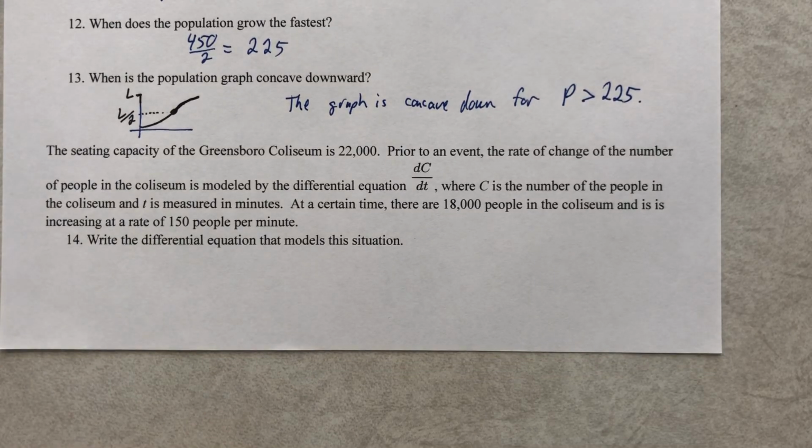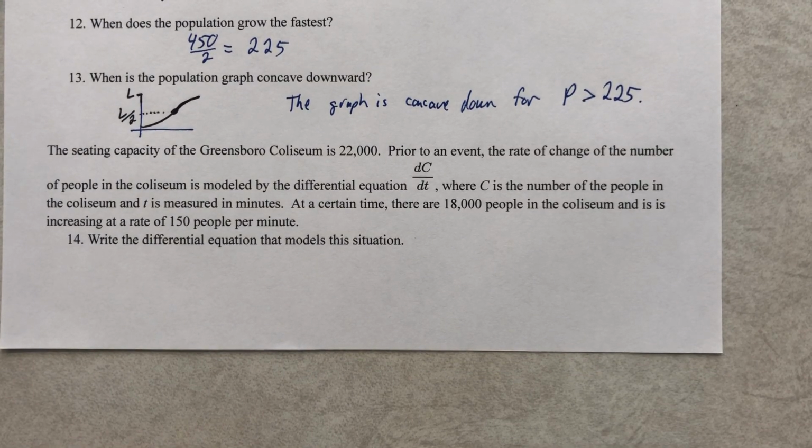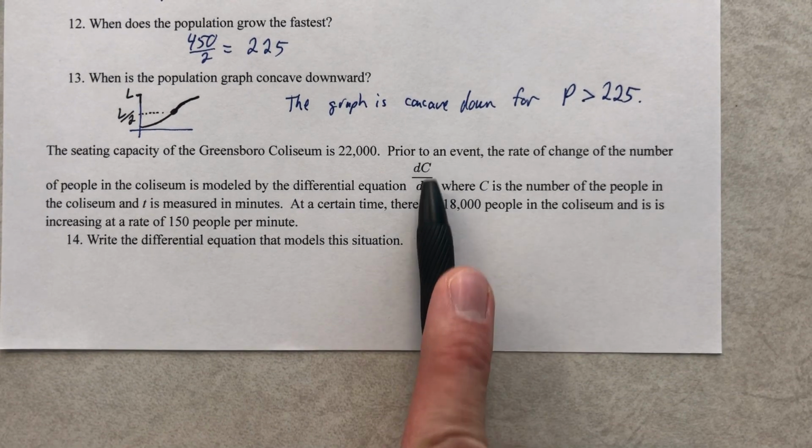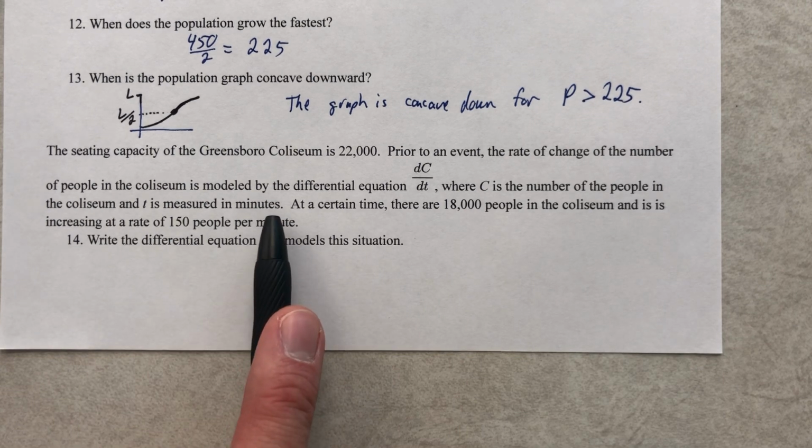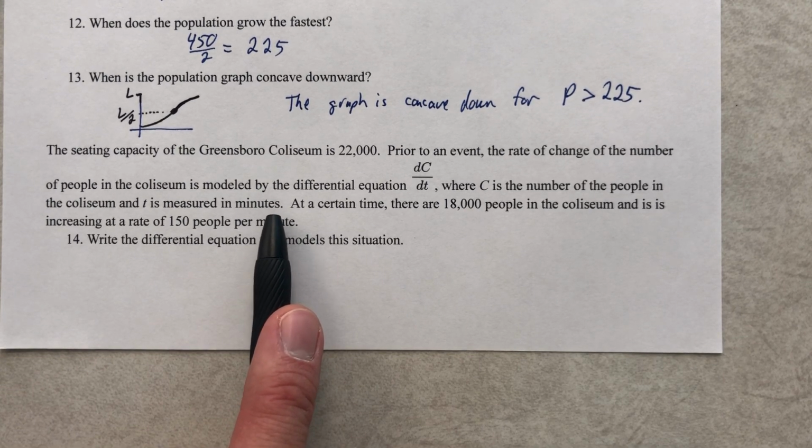Last problem. The seating capacity of the Greensboro Coliseum is 22,000 people. Prior to an event, the rate of change of the number of people in the Coliseum is modeled by this, dC/dt, where C is the number of people in the Coliseum and t is measured in minutes. Okay, logistically, like literally with the logistic function, this makes sense.